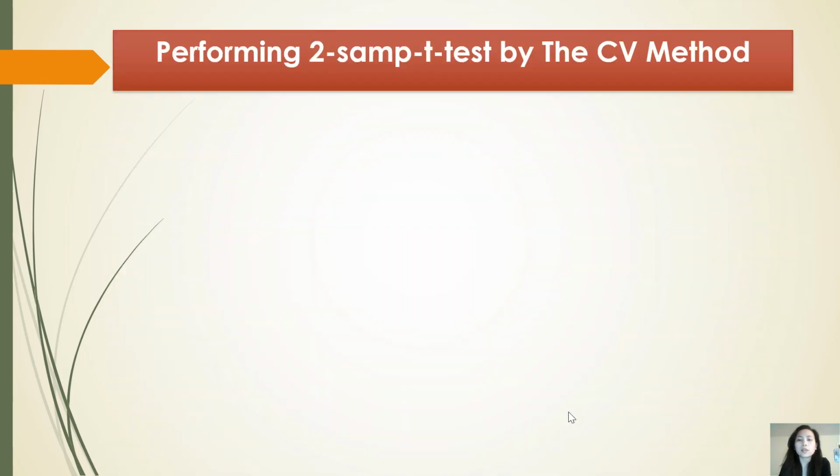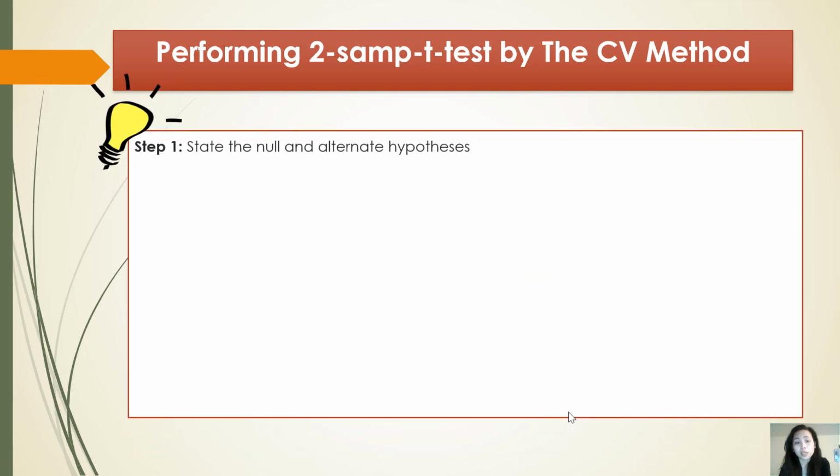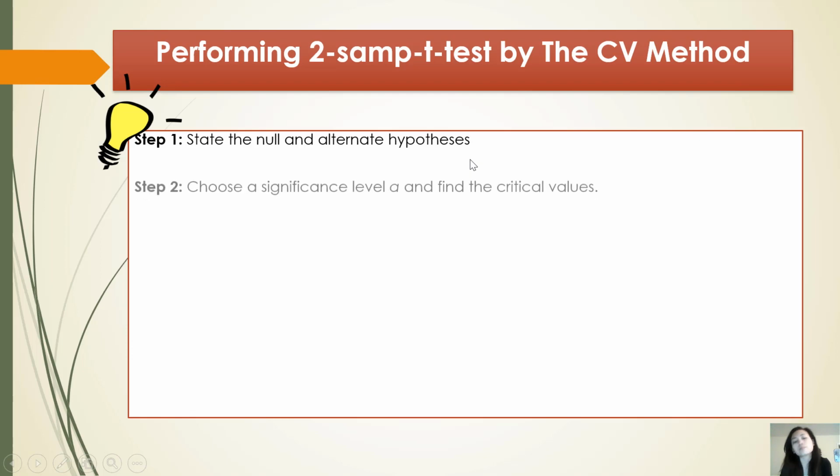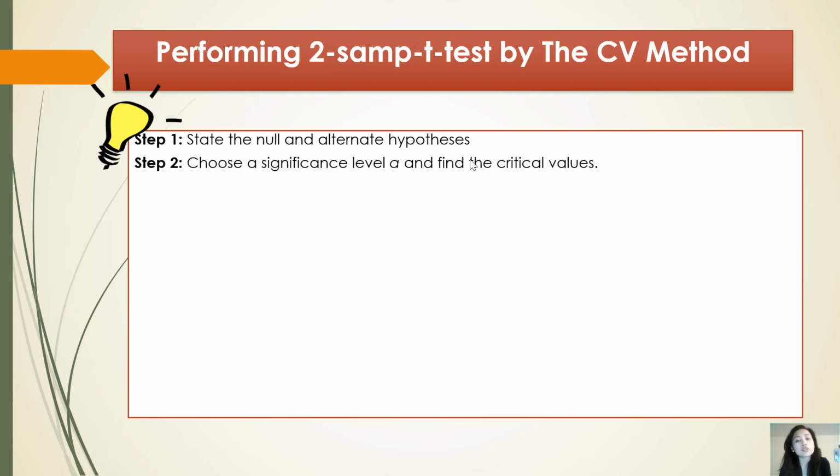Alright, so now we are going to perform a test one by one. First, in order to perform a two-sample t-test by the critical value method, we have to state the null and the alternative hypothesis. That is the first step. This step is important because we need to see whether the test is left tail, right tail, or two tail. Step 2, we have to choose a significance level alpha and then find the critical values.